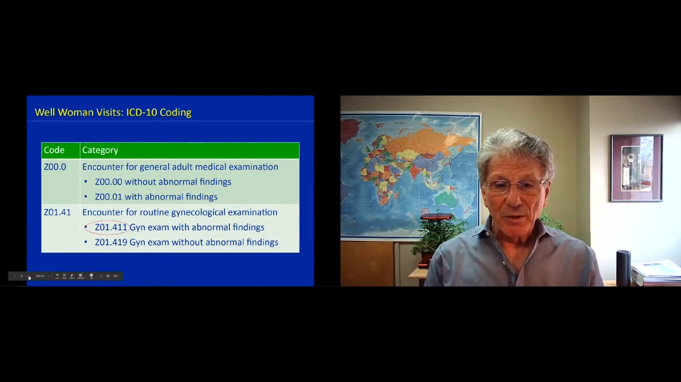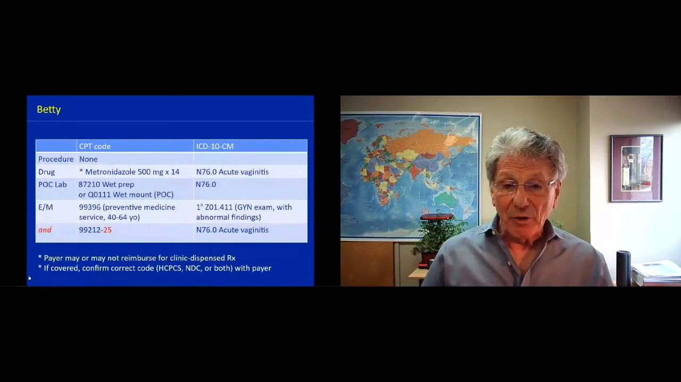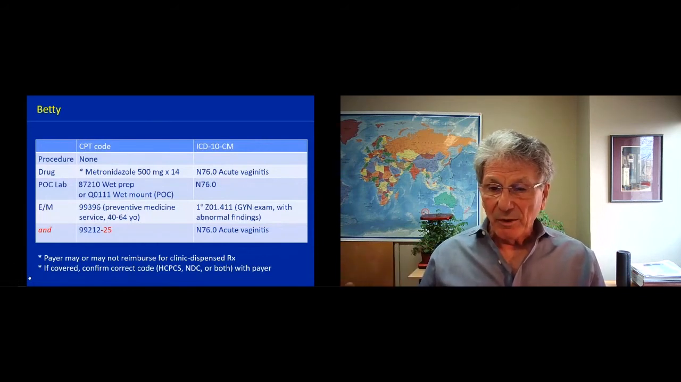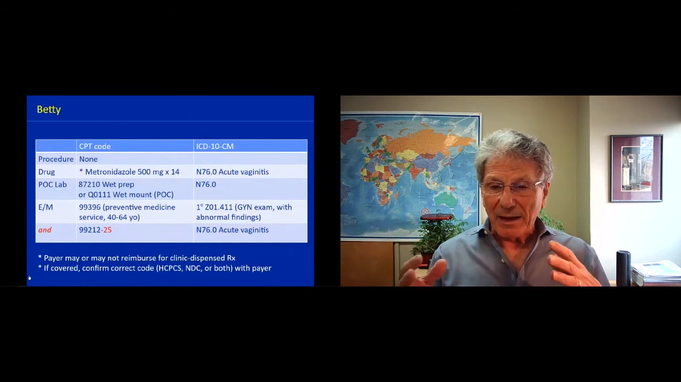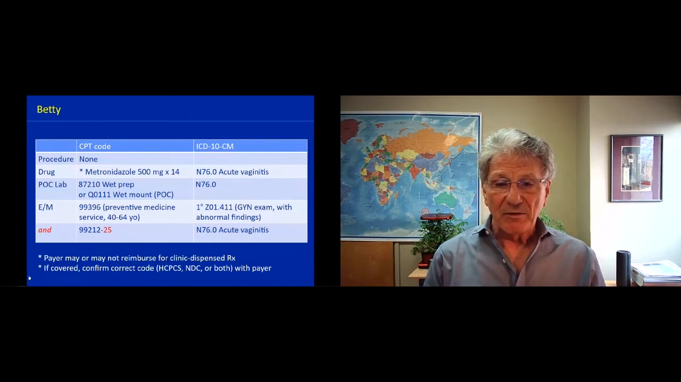Okay, so what we're going to do now is put it all together in how we're going to bill for this. Betty did not have a procedure. The drug that she was supplied was metronidazole for 7 days to treat her BV. The reason for that was N76.0 acute vaginitis. It's interesting that bacterial vaginosis does not have its own unique ICD-10 code, so we have to use N76 instead.